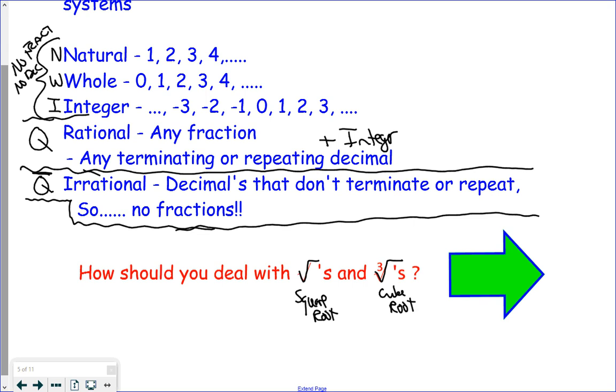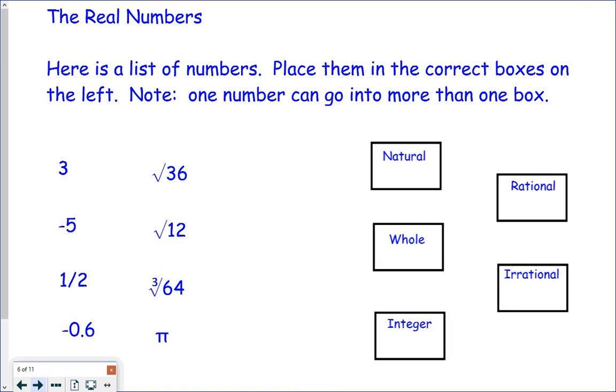So if you're asked, what number system does the square root of 27 belong to? And you have no idea, we're going to use our calculator. I'm going to show you where those buttons are on the calculator because they're a little tricky to find, especially the cube root one, but we'll go through some examples. So I'm just going to drag and drop these numbers in.